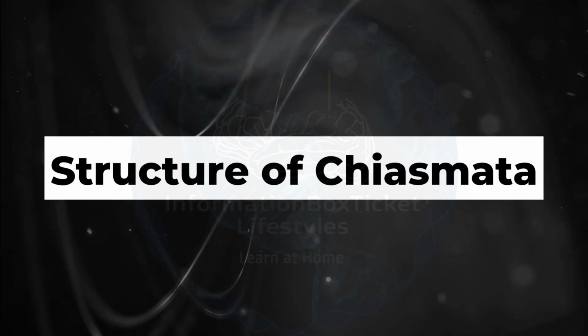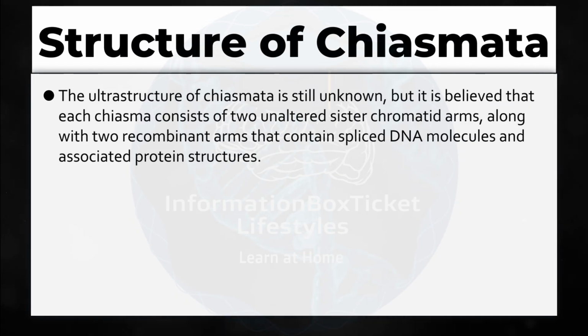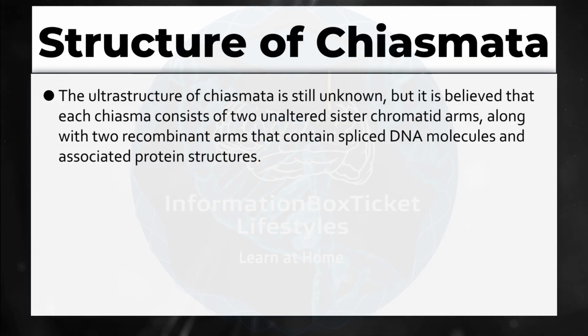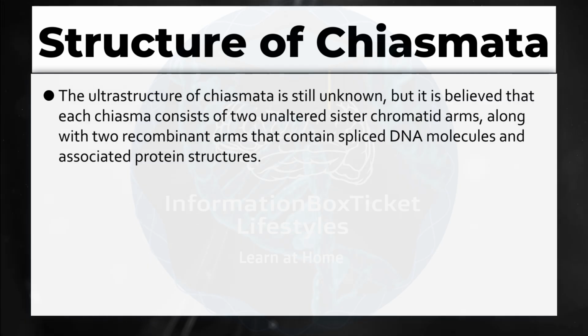Structure of chiasmata. The ultrastructure of chiasmata is still unknown, but it is believed that each chiasma consists of two unaltered sister chromatid arms, along with two recombinant arms that contain spliced DNA molecules and associated protein structures.